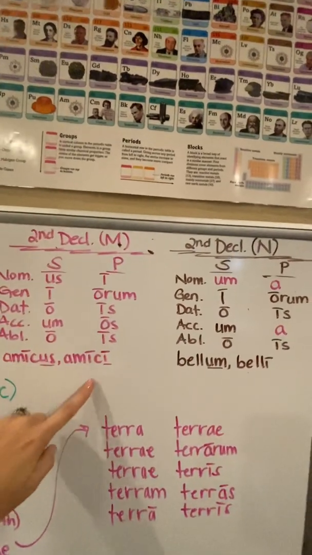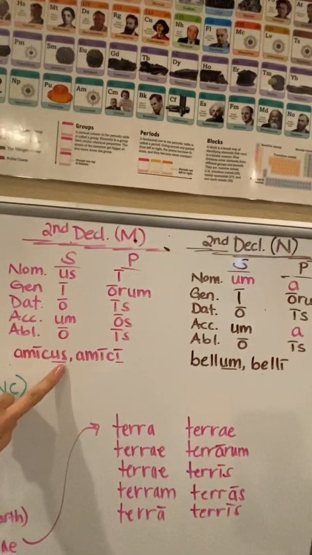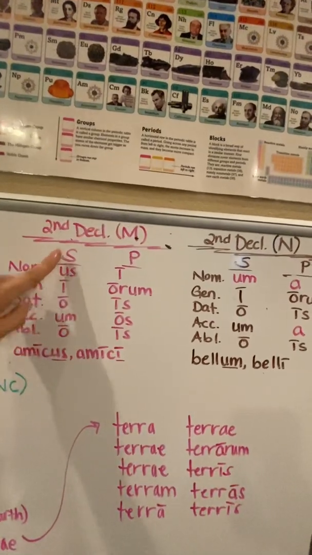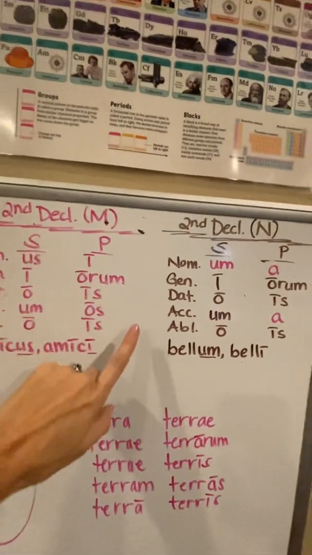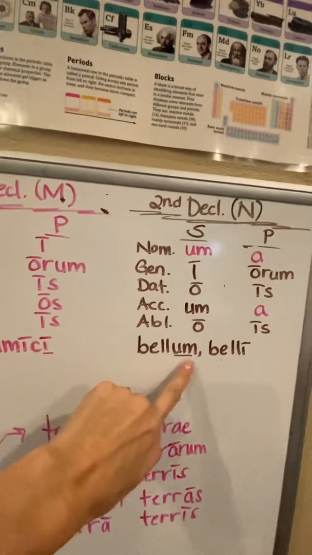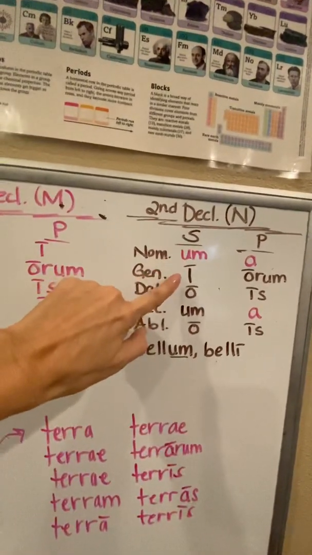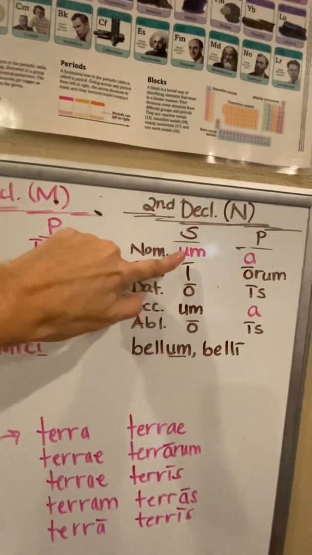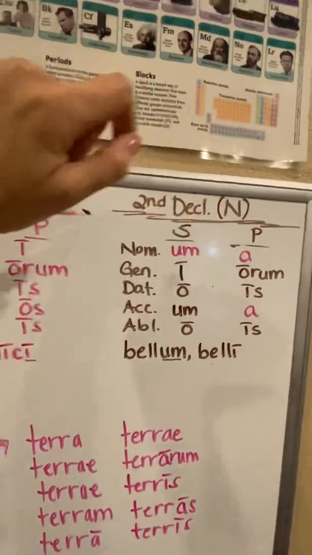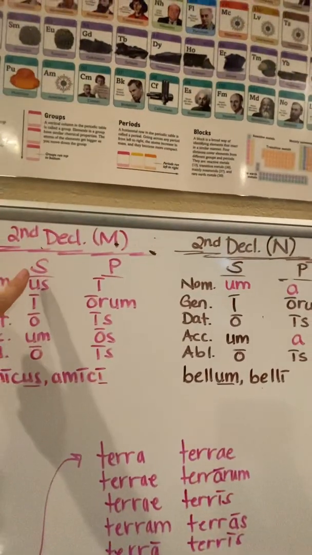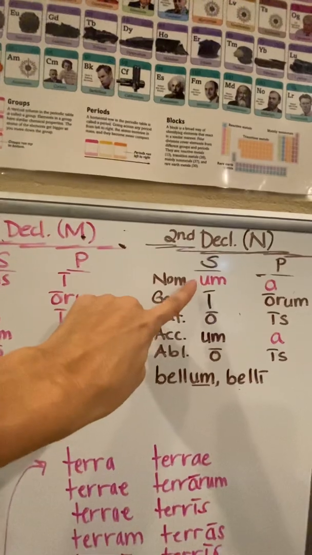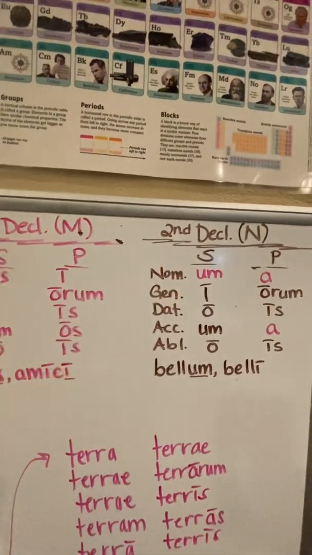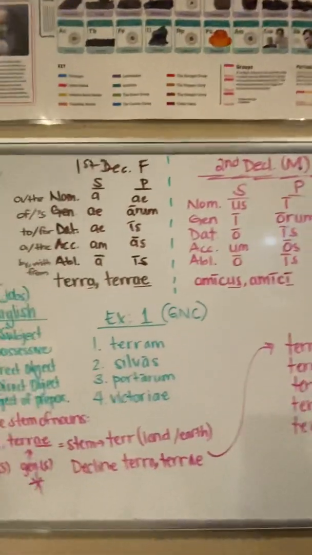Because if I have amicus, amici, I know that us ending is going to be this second declension masculine. And I know that this ending, bellum, belli, remember it gives us the nominative and the genitive. I can tell it belongs to the second declension neuter because it's different than this one here. This is us, this one's um, okay? All right, that's just a quick little note there.